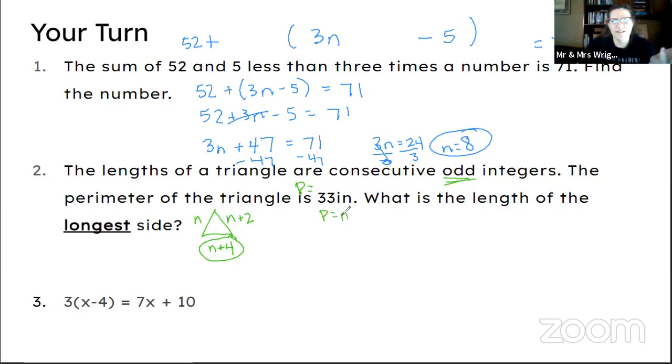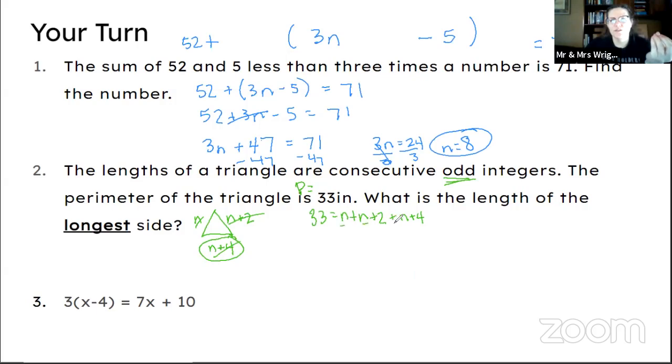So my first side is n, okay, cross that out, plus my second side, n plus 2, plus my third side, n plus 4. So that's my perimeter. And then I know that my perimeter, I don't need to put a P in there because I know what my perimeter is. It's 33. So now I'm going to combine my like terms.